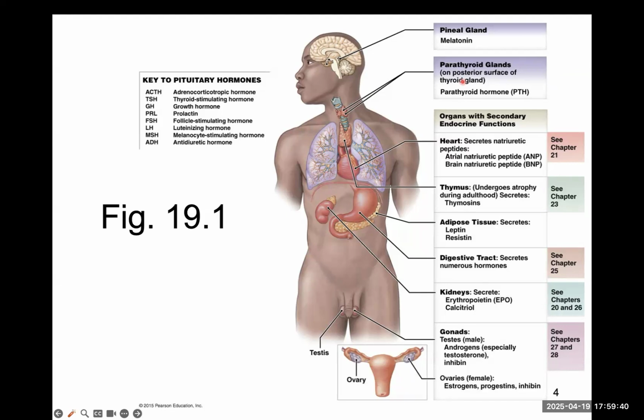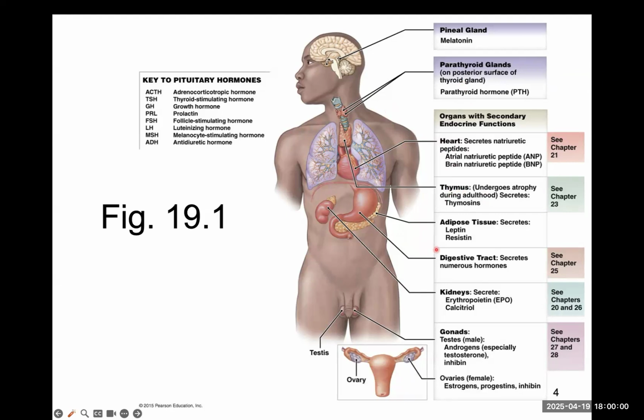And above your heart, you have your thymus gland. That's going to be responsible for part of your immune system response. Some of these we're going to skip. So for example, let's see, the digestive tract. We're going to skip that one.